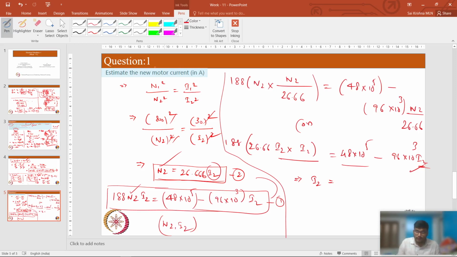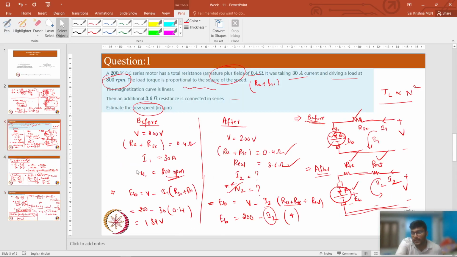I got two values for I2. I'll just write those two here. One value is minus 41.96 amps, and the second value is plus 22.815 amp. Now from these two values, which would be the valid value for I2? Only the positive value, because I2 being minus or plus depends on the direction with which we took the convention.